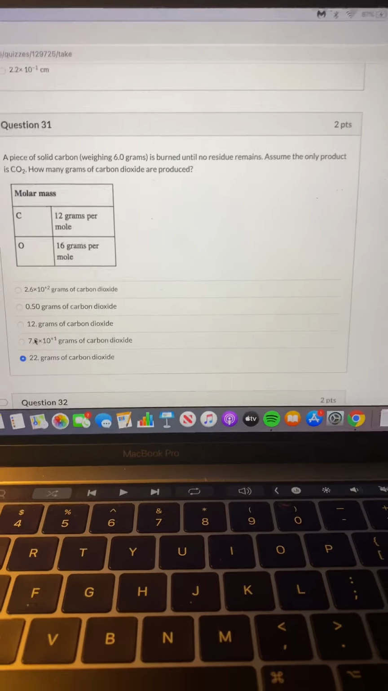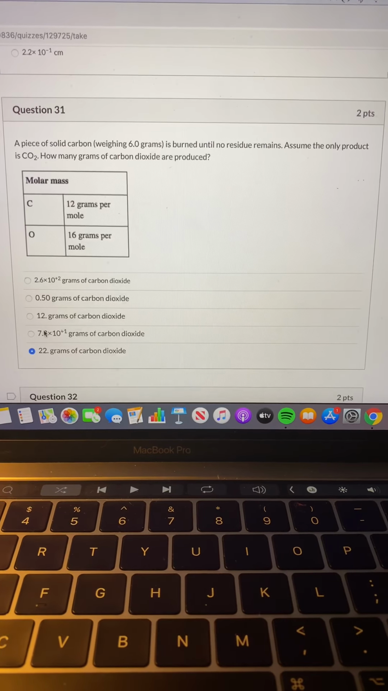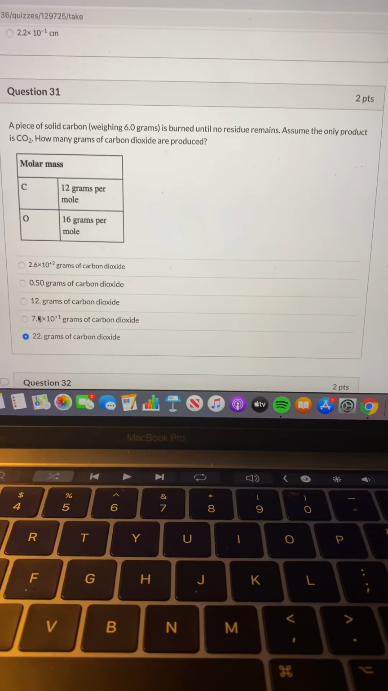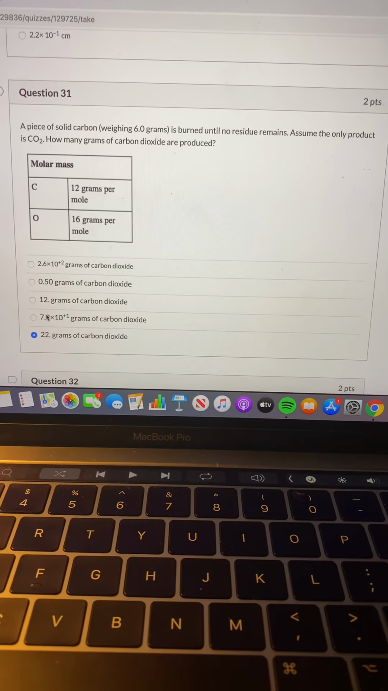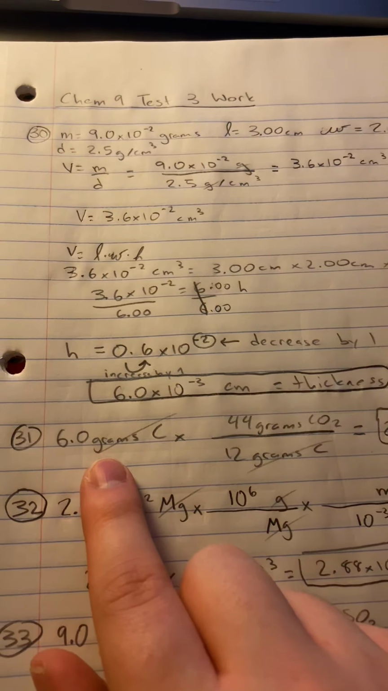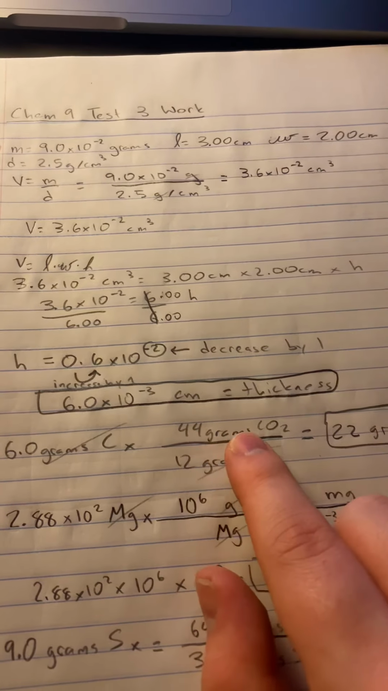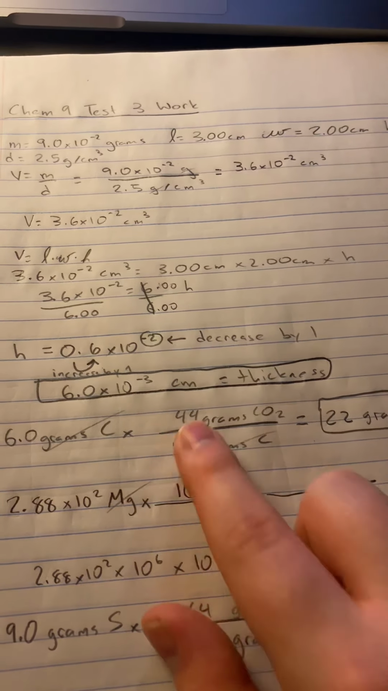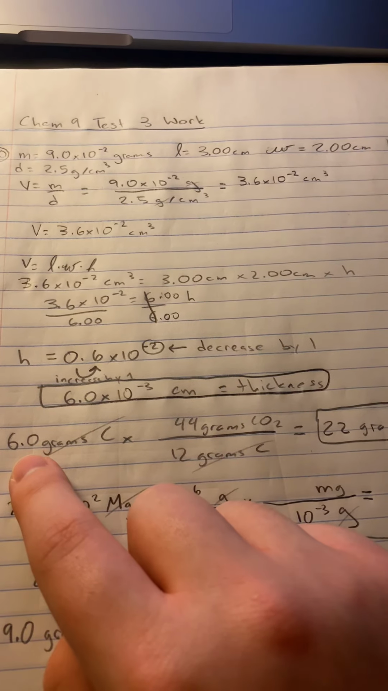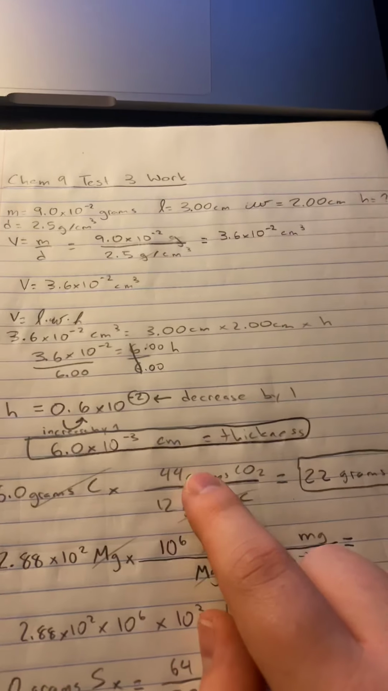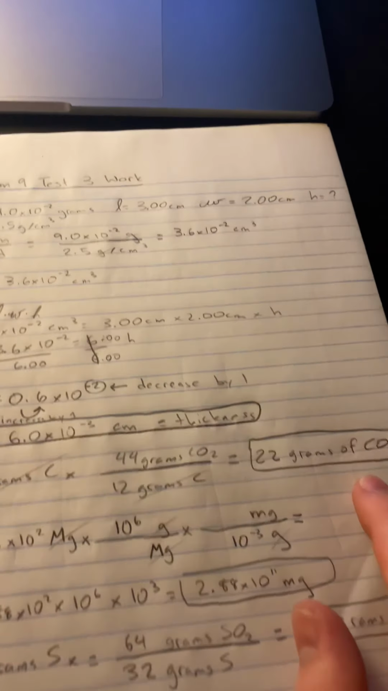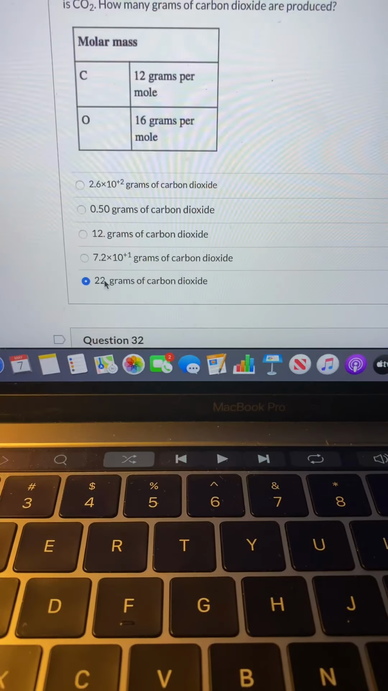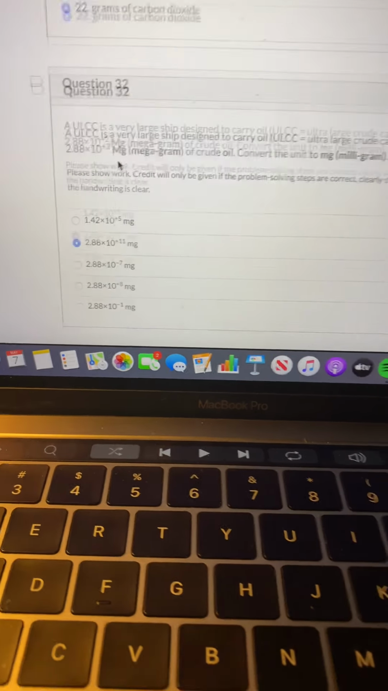31. A piece of solid carbon weighing 6.0 grams is burned until no residue remains. Assume the only product is carbon dioxide. How many grams of carbon dioxide are produced? So we have 6.0 grams carbon times 44 grams carbon dioxide over 12 grams carbon. Units cancel. This is given in the problem, this is given in the box. So this ends up coming out to 22 grams of carbon dioxide. That is the correct answer. These are the wrong values.